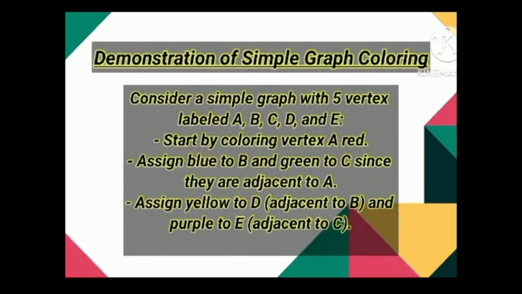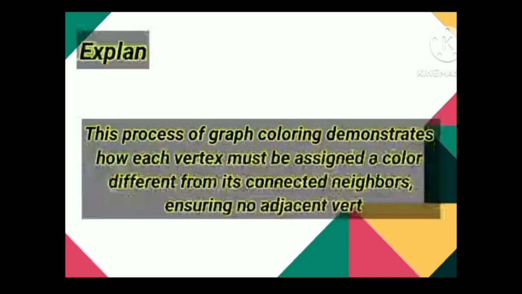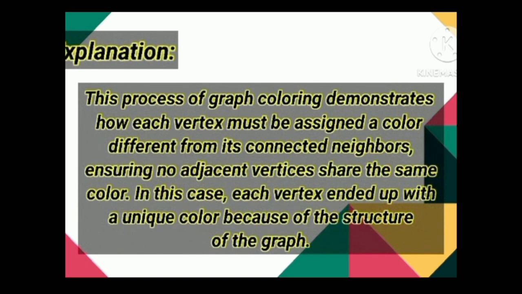In this example, the minimum number of colors needed to color the vertices according to the rules of graph coloring is 5, with each vertex having its own color. This process of graph coloring demonstrates how each vertex must be assigned a color different from its connected neighbors, ensuring no adjacent vertices share the same color. In this case, each vertex ended up with a unique color because of the structure of the graph.